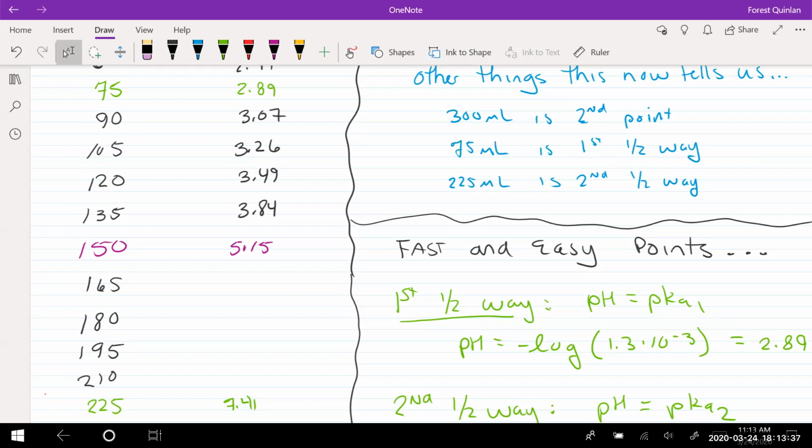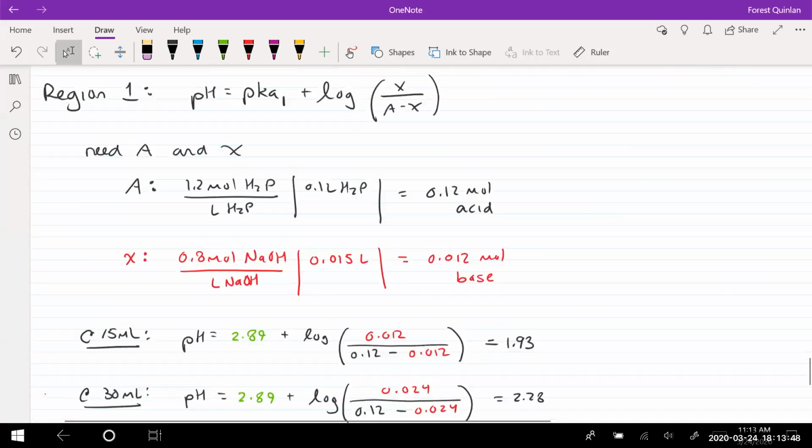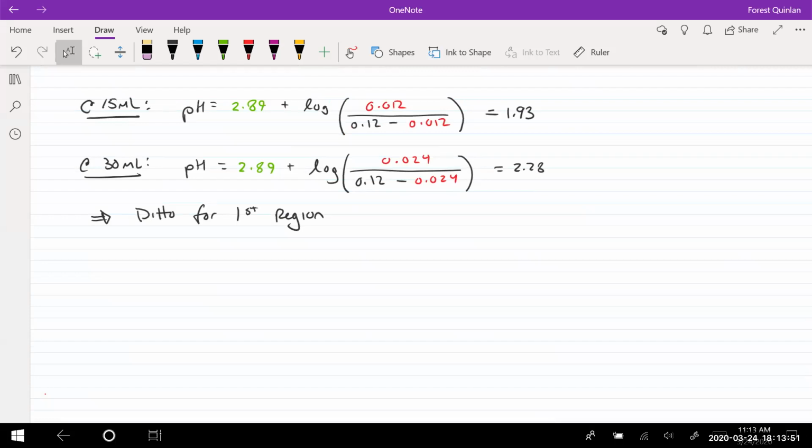Now, let's talk about this. Region 2. Let's talk about region 2.